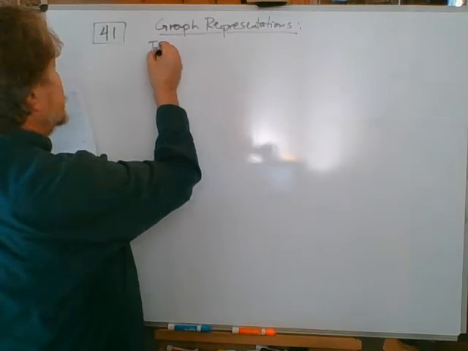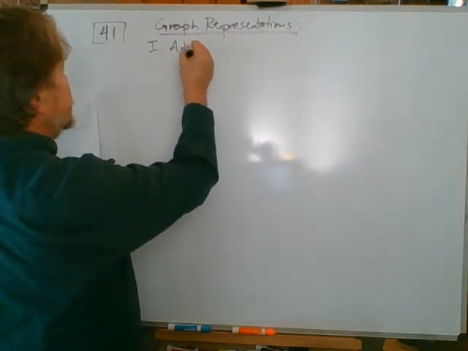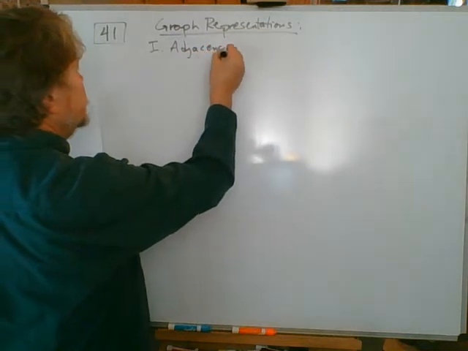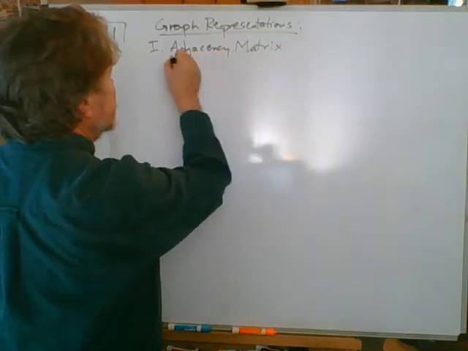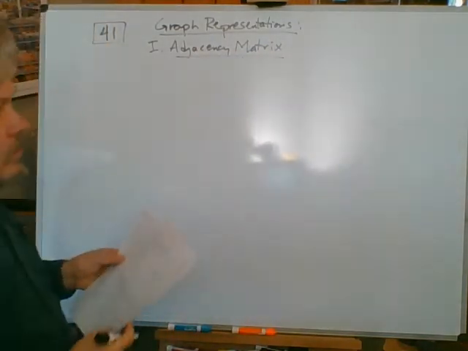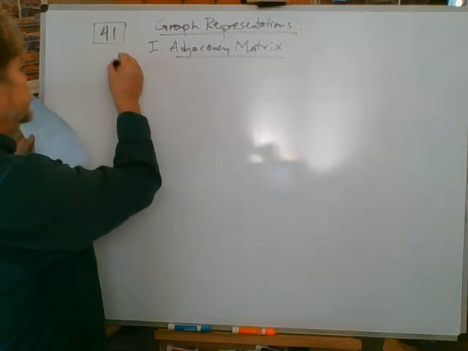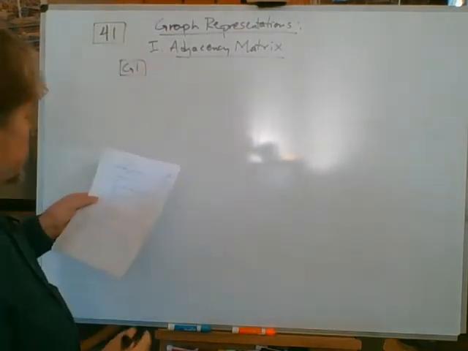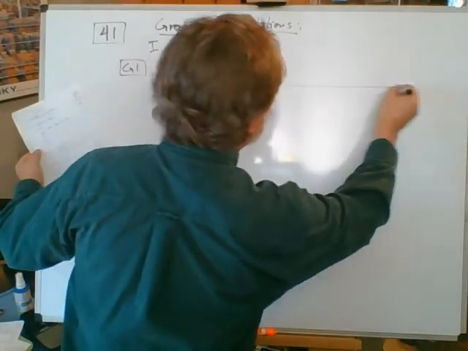Roman numeral number 1, that looks official, doesn't it? Adjacency matrix. A-D-J-A-C-E-N-C-Y matrix, M-A-T-R-I-X. A two-dimensional array, like you used in the haystack. For G1, these are examples, by the way. It's not a general picture necessarily.